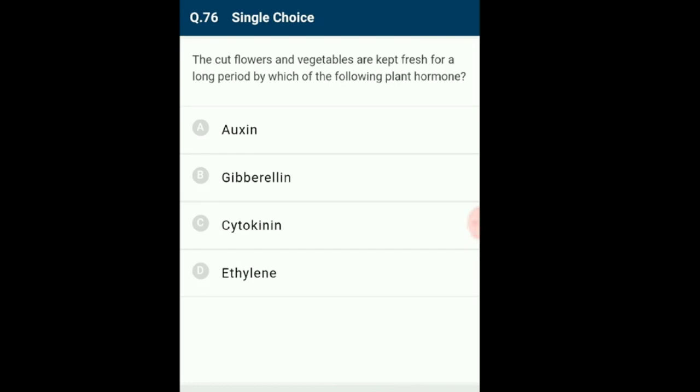Cytokinin is a growth promoter and delays nutritional mobilization. This delay in senescence by cytokinin is also called the Richmond-Lang effect. So the answer is option C, cytokinin.